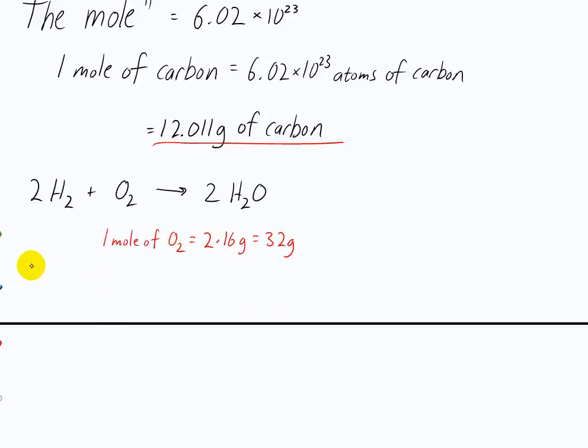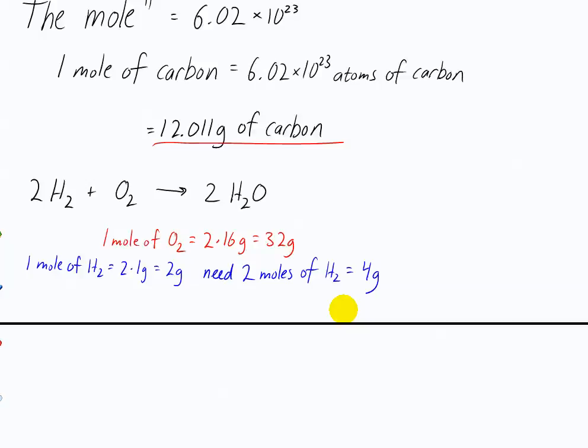What about hydrogen? Let's start with 1 mole of hydrogen, H2. That's going to be 2 times about 1 gram, right? Hydrogen's about 1 gram each, or about 2 grams. But for this reaction, we need 2 moles of hydrogen, which is going to be 4 grams. So we can't pick out individual molecules, but if we weigh out 4 grams of hydrogen and 32 grams of oxygen, we know that we have the proper 2-to-1 ratio.